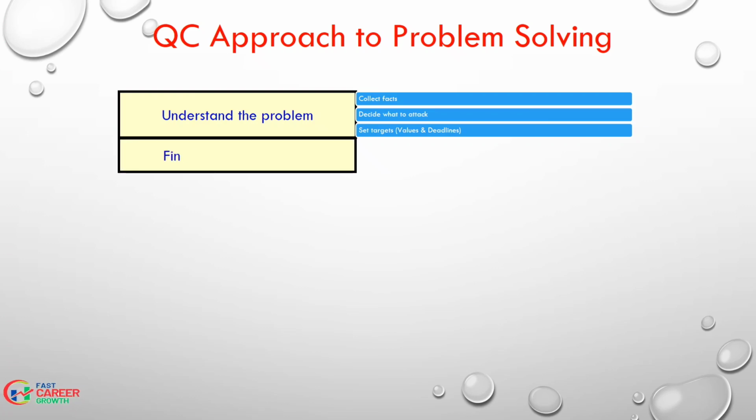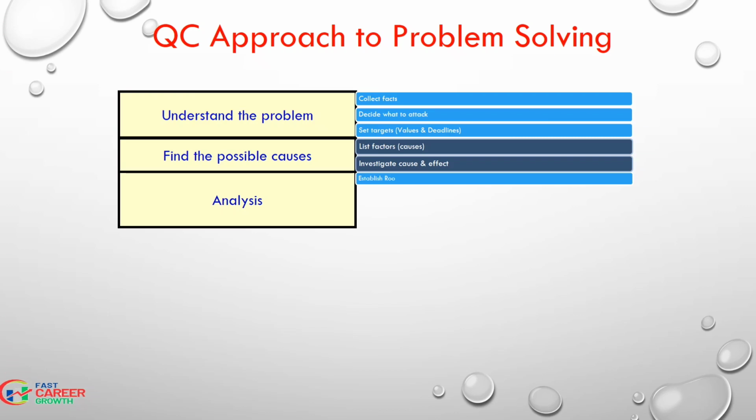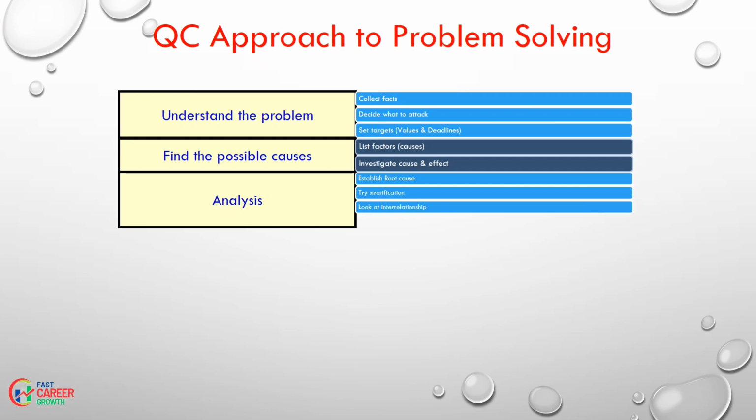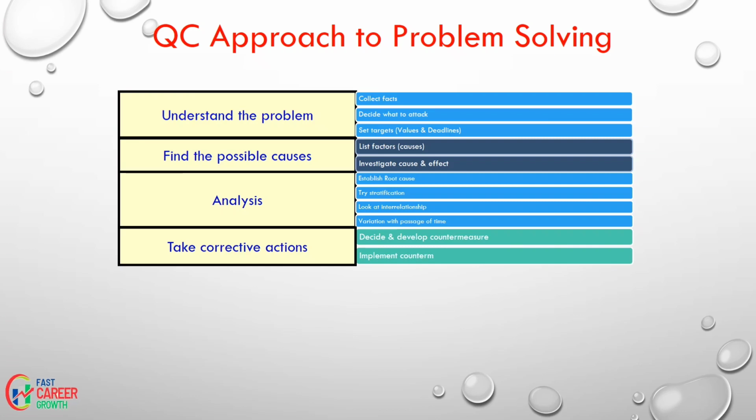Next step is brainstorming to find out the maximum root causes for the effect. All possible factors are listed. Third step is analysis. In this step, the root cause is established. Stratification of data is used to establish the cause, and variation with time is studied. Fourth step is to take corrective action. Solution is planned and countermeasure is implemented.